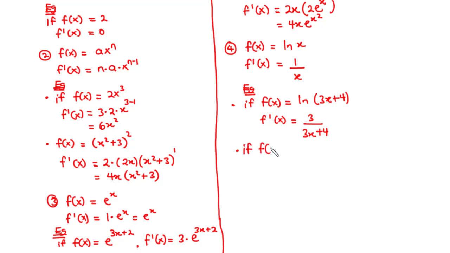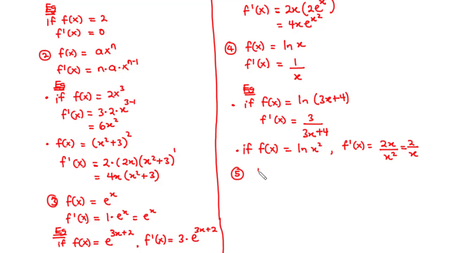Again, if f of x is equal to ln x squared, then we say that f prime of x is equal to, the derivative of x squared with respect to x becomes 2x. So we have 2x divided by x squared, and that is equal to 2 divided by x. So that is f prime of x.